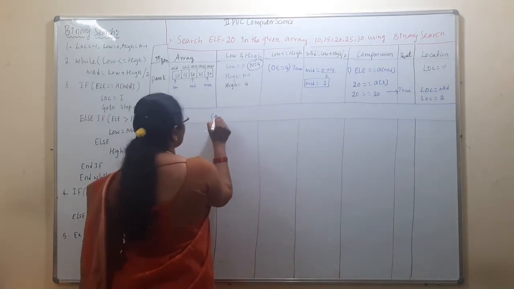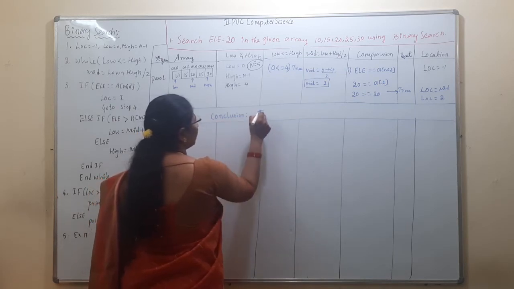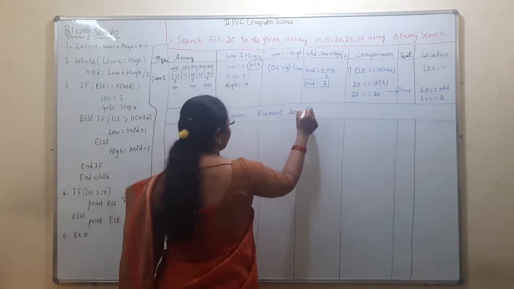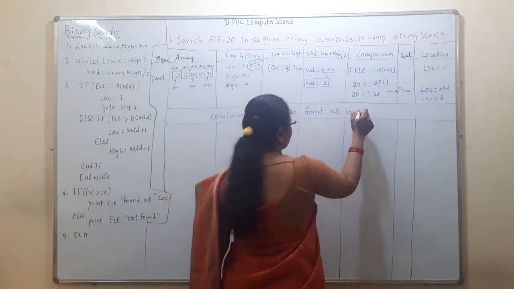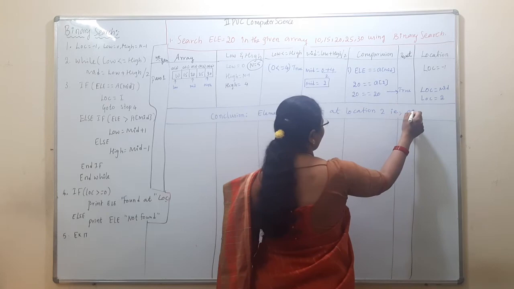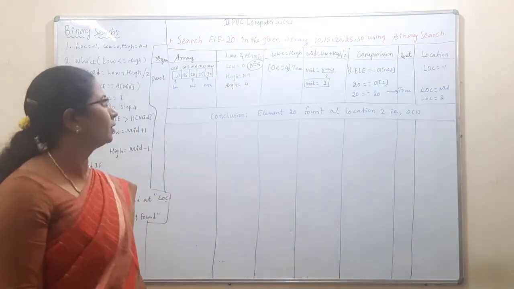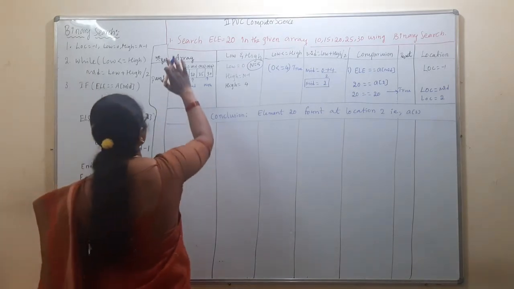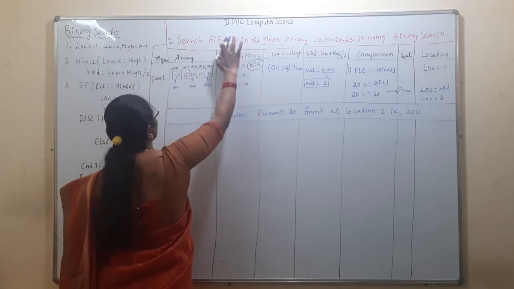What is that conclusion? Conclusion: element 20 found at location 2, that is A of 2. So the first problem was completed. Did you get it? Understood? Then I am going to change the same problem now to problem number 2.